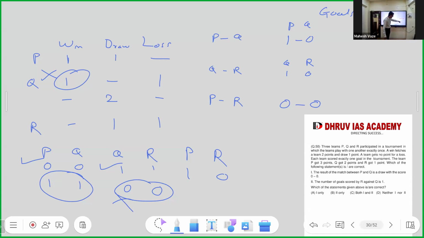So here, see these two things. The number of goals scored by R against Q is 1. That is true. This first statement is true. And this is also true. See, the result of the match between P and Q is a draw with the score 0-0. So both statements 1 and 2 are correct here. So it will be both 1 and 2, Option C. So like this, you'll have to consider who has won against whom. So you'll have to check all the possibilities. So we have ruled out this possibility and remains this.